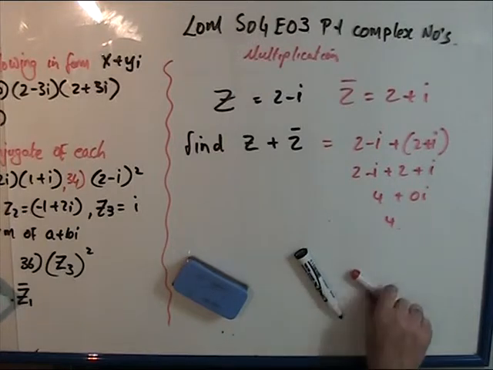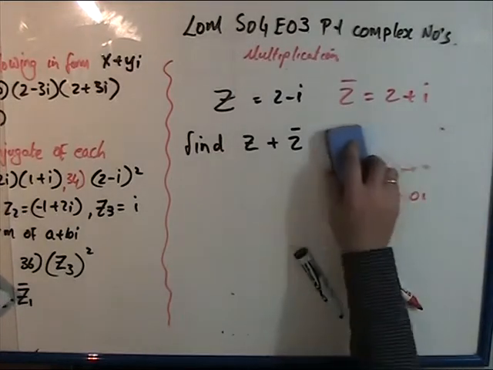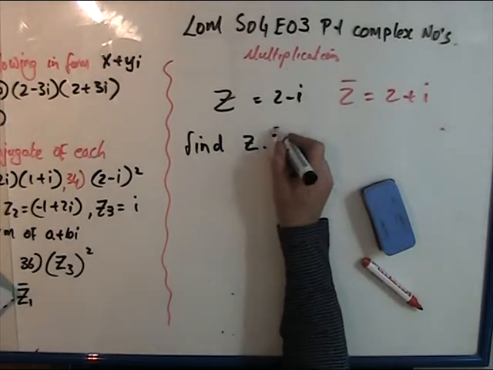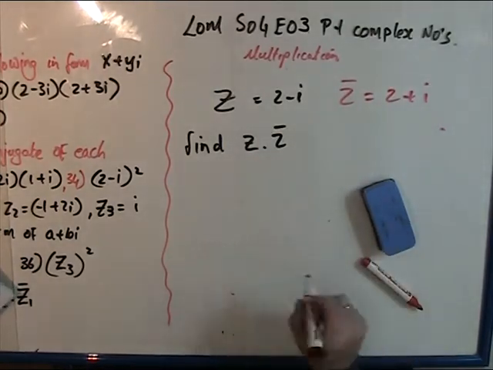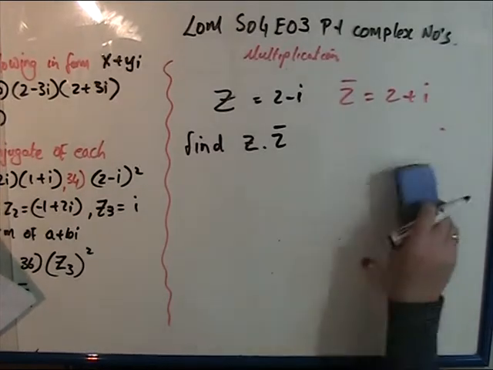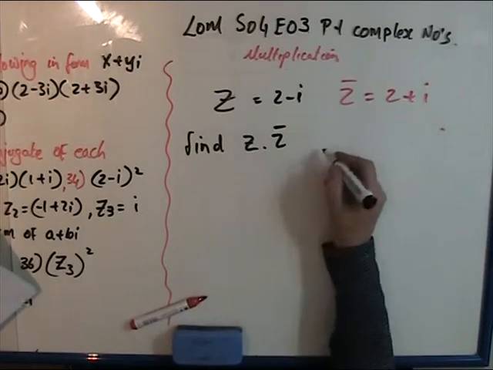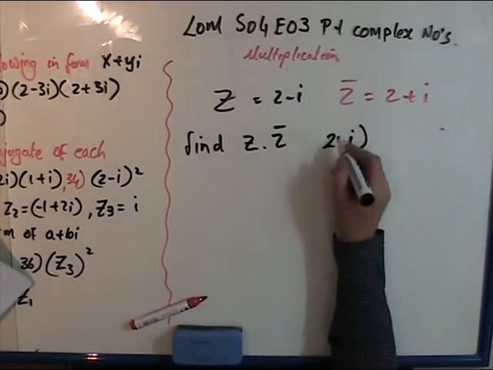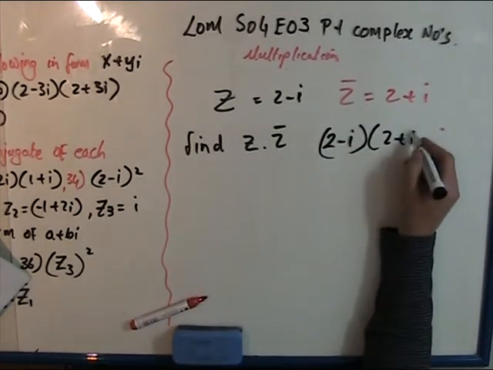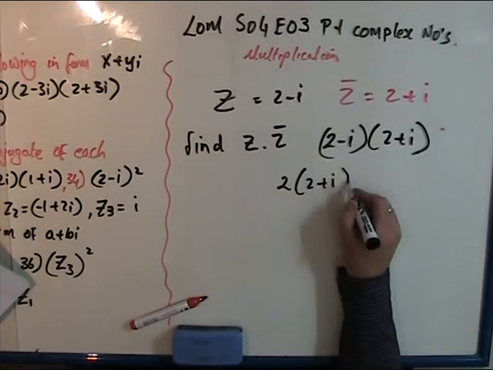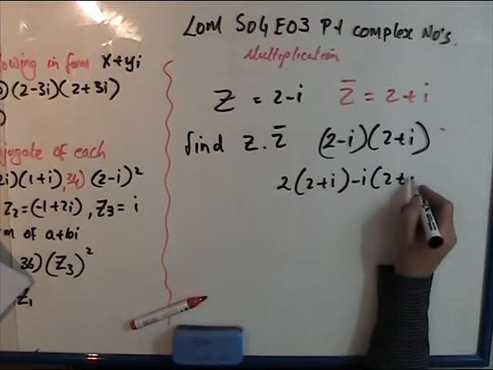Next it says find z by its conjugate. Now these are kind of rules, but you just know the difference. You can see that there's a pattern working out here. So that means 2 minus i times 2 plus i, its conjugate. So the same again, you multiply it out, 2 plus i minus i by 2 plus i.